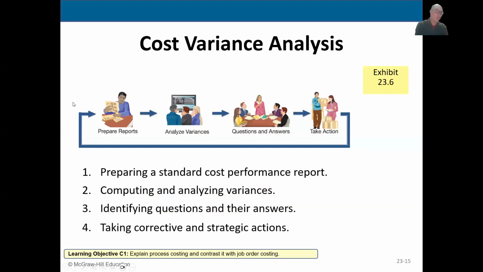Okay. Now, how do we compute these cost variances? Well, the first thing we do is we identify the variances, okay? So we go through this cycle to analyze the variances. First, we prepare the reports. The reports are the variance reports, what we actually spent versus what was budgeted. We compute and analyze those variances, actual minus the standard. We identify questions and their answers. Why did these changes happen? Oh, it's because of this. And then we take corrective action to reduce the variances. And then we do it all over again.